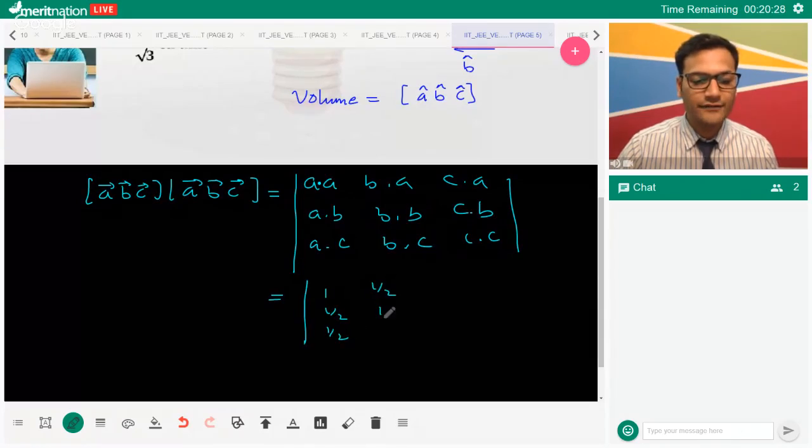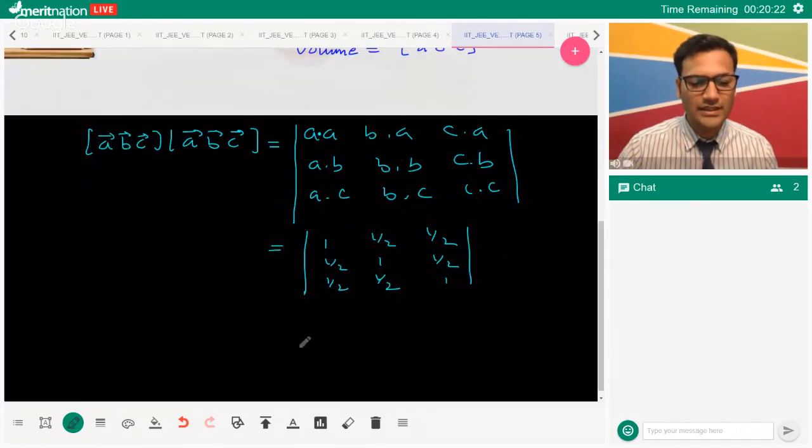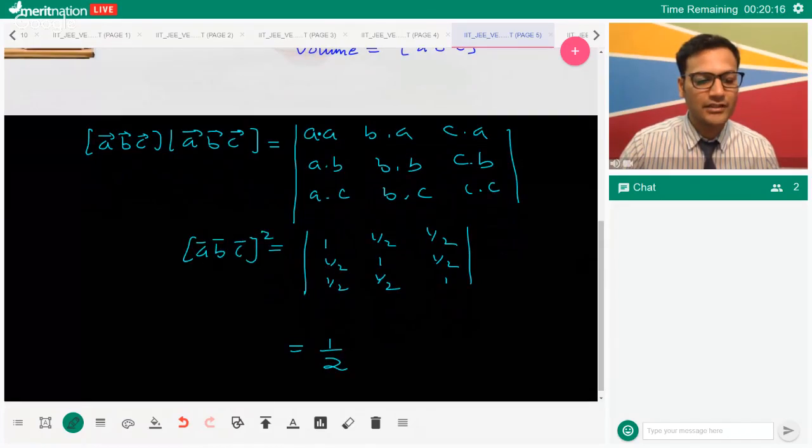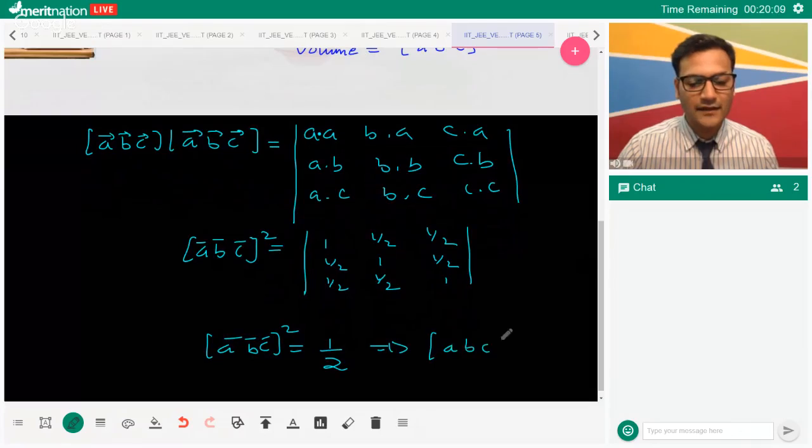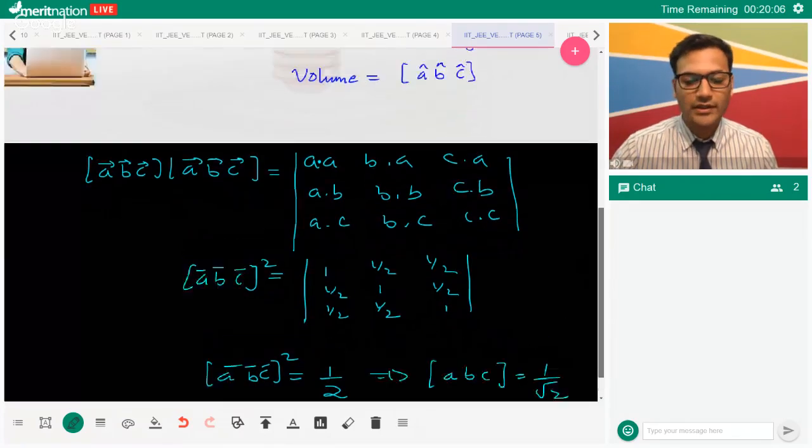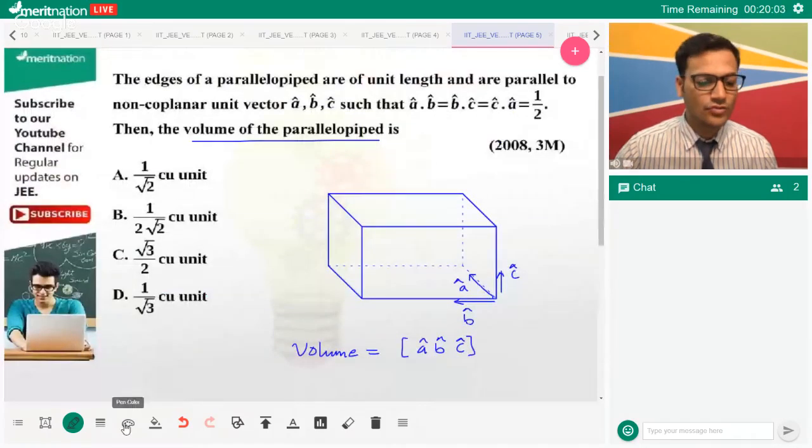This is half, 1, half. This is half, half, 1. Just need to solve this determinant. After solving this, you will get the result to be half. So from here, you can say that the square of the scalar triple product is basically half. Therefore, the scalar triple product of A, B, and C will basically be 1 upon square root of 2. Hence, the answer to the question is 1 upon square root of 2.